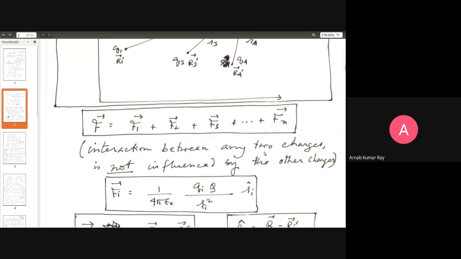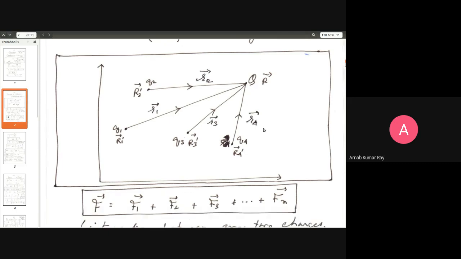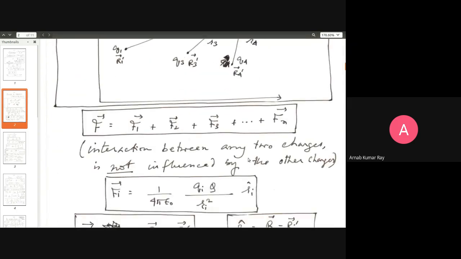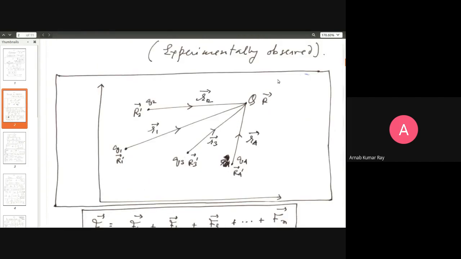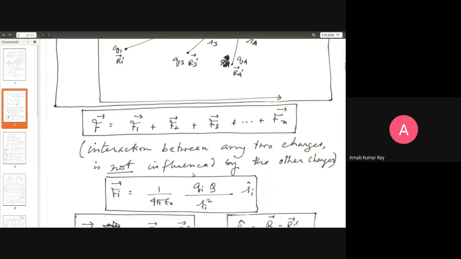So the interaction between any two charges is not influenced by the other charges. Here, when I say any two charges, I'm talking about Q1 and capital Q, Q2 and capital Q, like that. So our test charge here will only have individual interaction with the other charges, and the total force experienced by our test charge will not depend on how the other charges are interacting among themselves. This is known as the principle of superposition, linearly superposed. It's a very important law, and also an experimentally observed law. There is no mathematical derivation of it. You just have to make measurements and come to this conclusion in the laboratory.